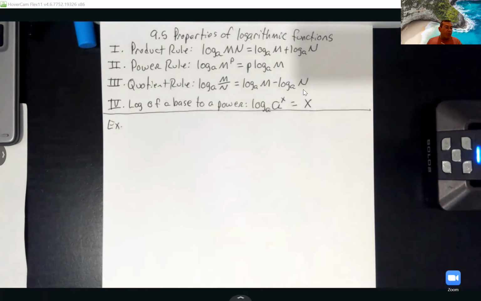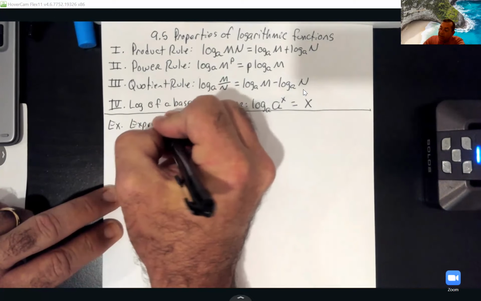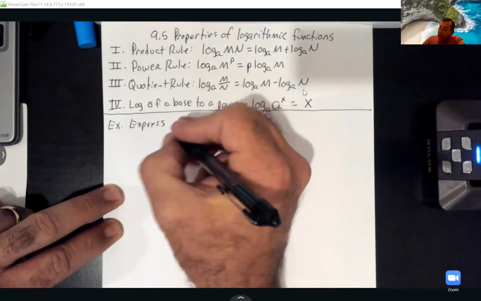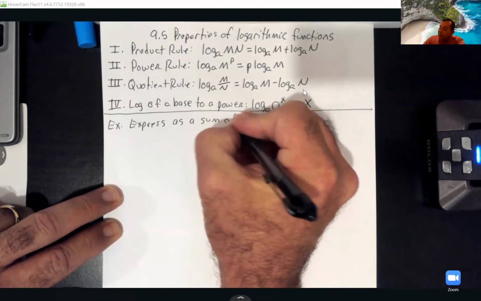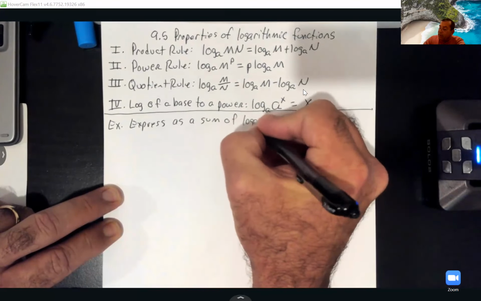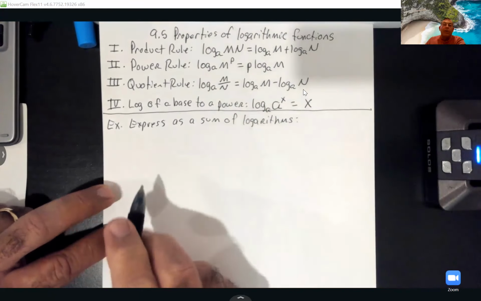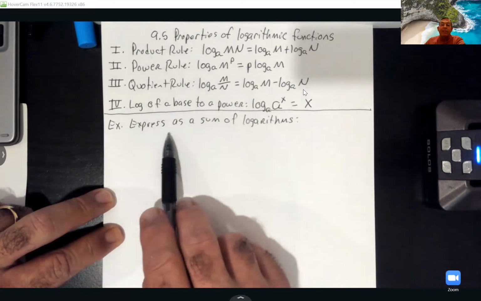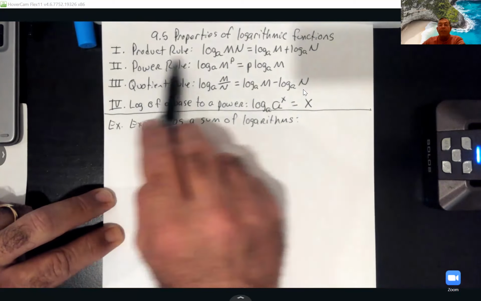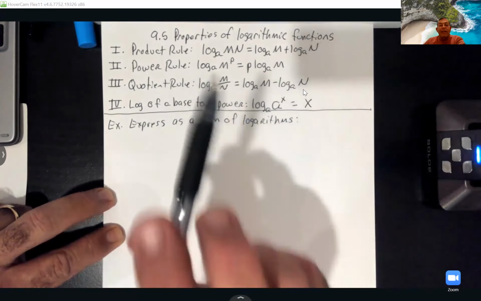So my first 2 problems, they say express as a sum of logarithms. Now notice, the only property up here that expresses anything as a sum of logs is the product rule. So they're going to give us a product, and we're going to rewrite it as a sum.